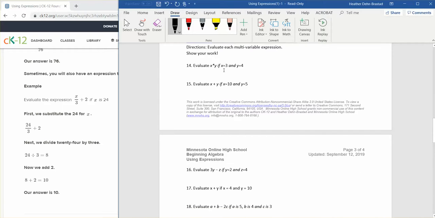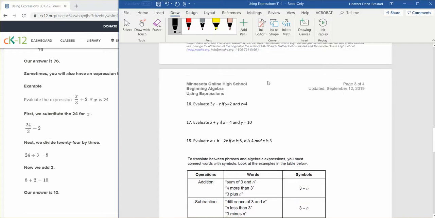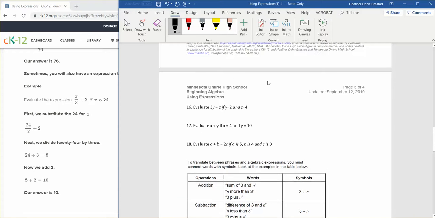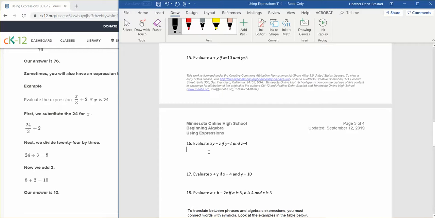So for each one of these problems, they're going to tell you what the variables are equal to. So instead of a whole bunch of problems where you have the same variables equal to the same thing, each one will be different. Let's look at number 16. And you might need to hit enter a couple times to give yourself some more room if you're going to write these by hand. Otherwise, you can just hit return at the end of a line.